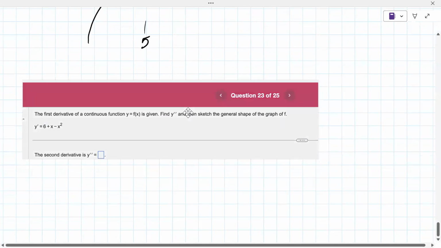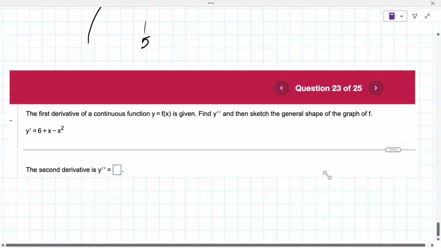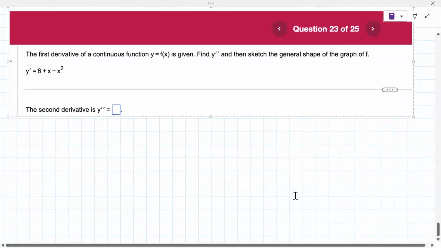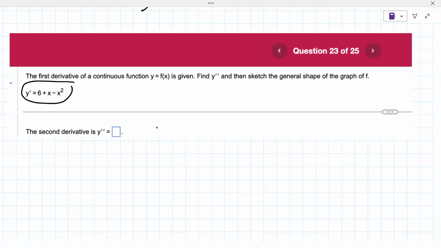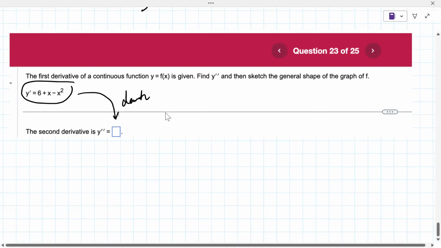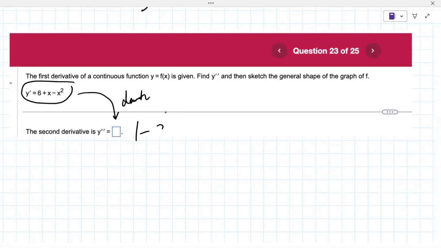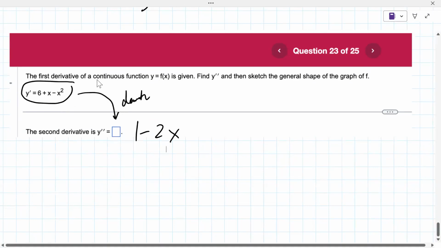So, the first derivative of a continuous function is given, find the second derivative. I'll let you try that part. What's the derivative? You just have to find the derivative of the function here. 1 minus 2x. Good. I think that's the first derivative. Oh, they're giving me the first derivative. To find the second derivative, you have to take its derivative.